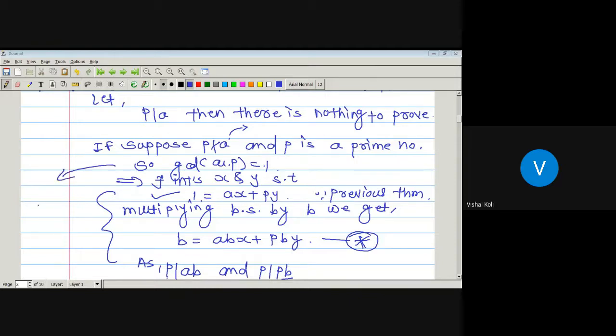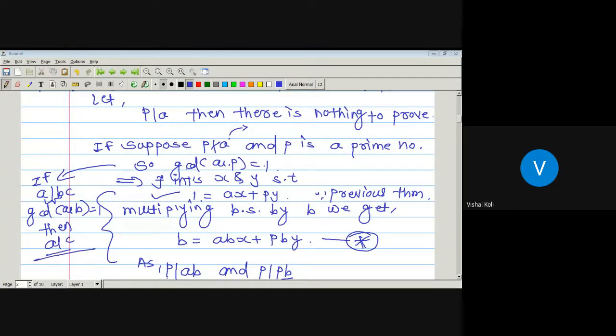What is Euclid's lemma? Whenever A divides the product of BC and GCD of A and B is equal to 1, then what? If A divides the product of two integers BC and GCD of A and B is equal to 1, then what is the relation between A and C? Does anyone remember? Euclid's lemma: A divides C. A must divide the integer C.